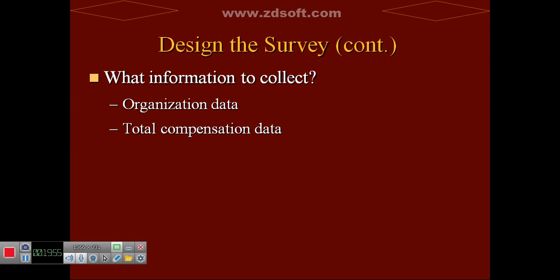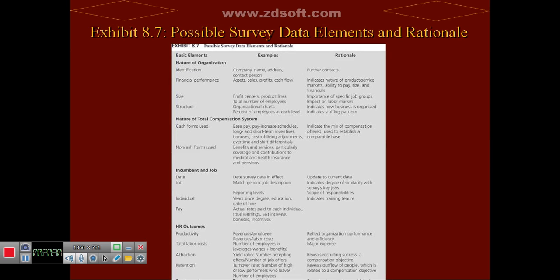What information to collect? The information that is going to be gathered through a survey is broadly classified into two: organization data and total compensation data. Data means information. So the survey in this context wants to gather data on these two parts. Let us see what data is gathered during the survey about the competitors, and what kind of compensation data of the competitors is gathered.